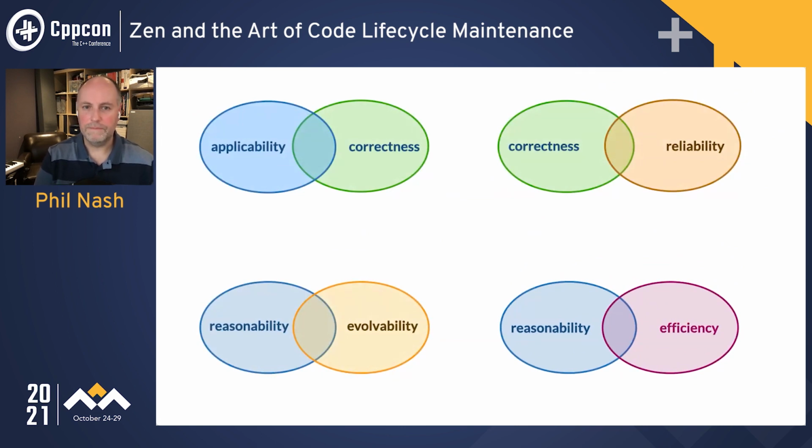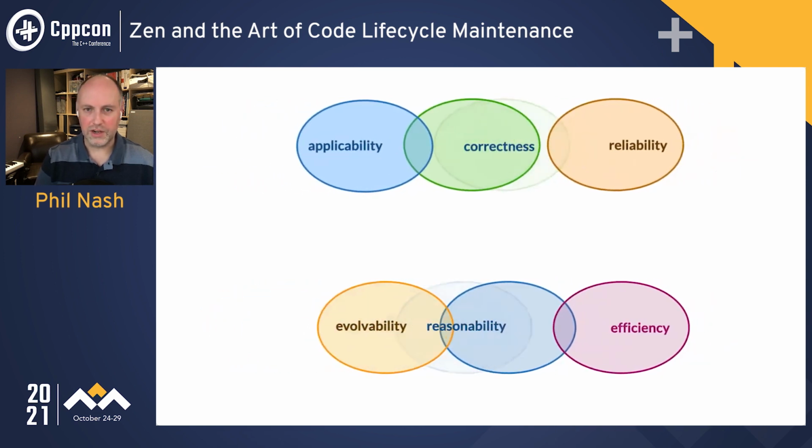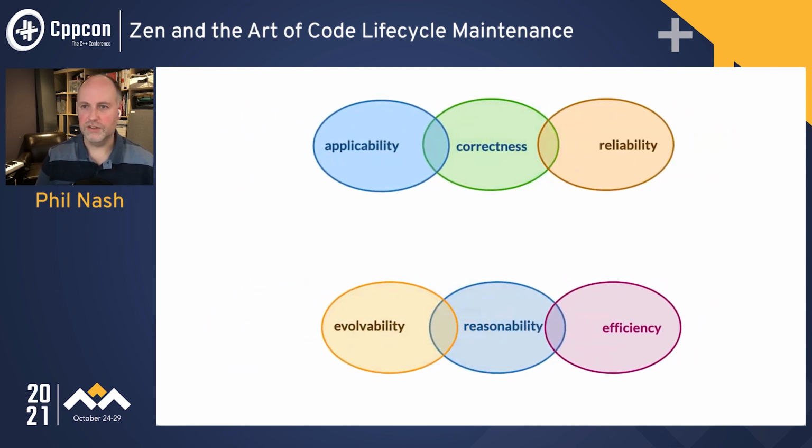This is what we've looked at. We've looked at 4 intersections: applicability and correctness, correctness and reliability, reasonability and evolvability, and reasonability and efficiency. So you can see there's actually some further intersections between those there. This is really what we've covered. You can get more intersections as well. I'm already out of time. We didn't have that much time to cover more.